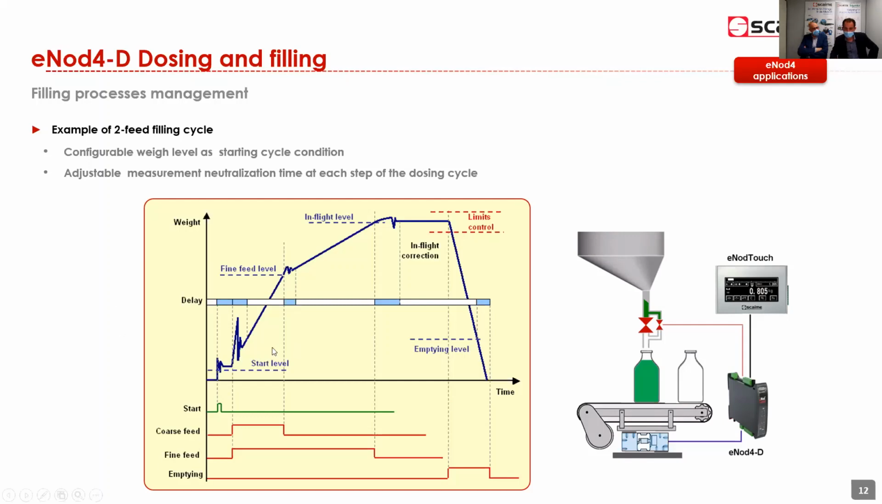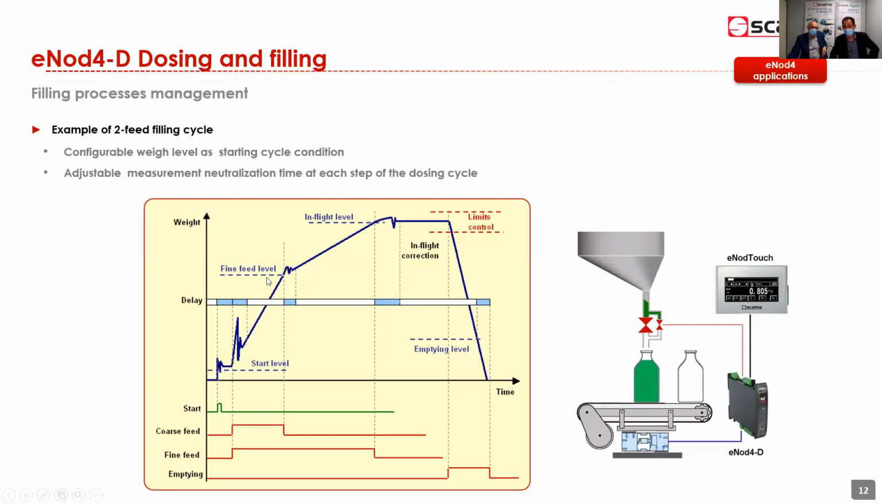You can see a first phase of filling in which the 2 filling valves are activated. The coarse feed is activated. You can see the output of the eNod4 represented in red color, and the fine feed, which is also activated, until you reach a set point that you can manage. This is a parameter that you can adjust in the eNod4D controller.